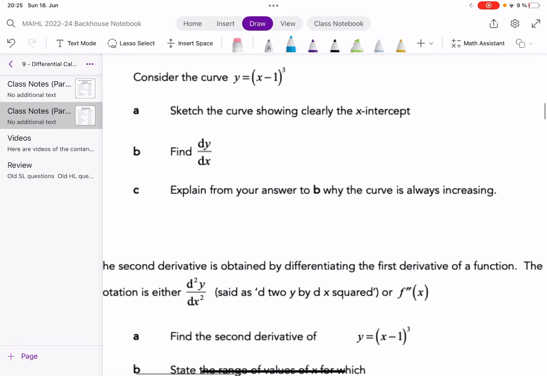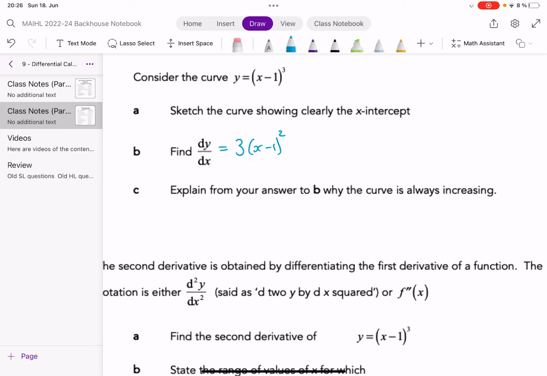Find dy by dx. Now, I'm sure coming off the back of the grade 11 exam, you're all pretty well practiced with the chain rule, so I'm going to differentiate the outside function. So the outside function is our cubing. Then I'm going to multiply by the derivative of the inside. Oh, that's just 1, isn't it? So I'll just leave it like that. 3 times x minus 1 all squared.